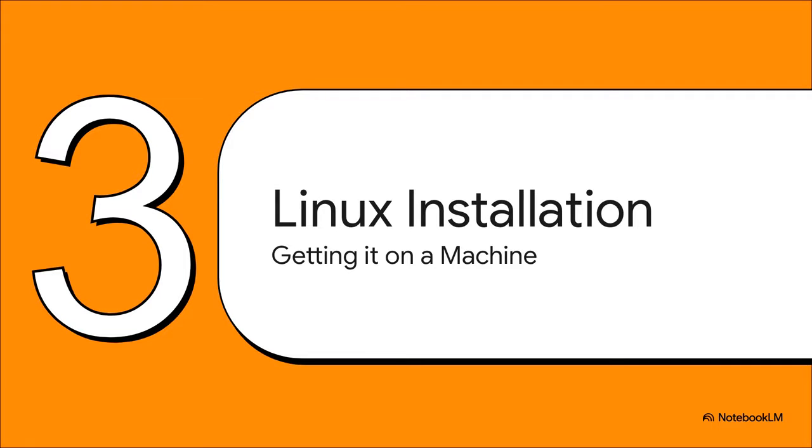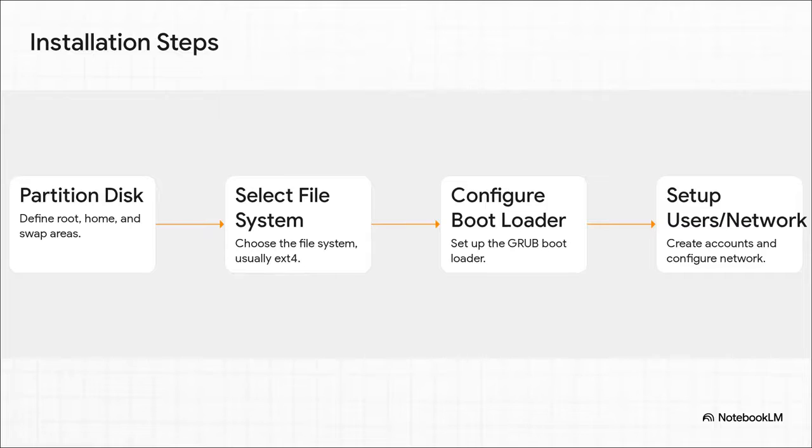Okay, enough theory, let's get a little more practical. We know about distros, we know about file systems, so how do you actually put it all together and get Linux onto a machine? Let's walk through the main steps of a typical installation. No matter which distro you're installing, it almost always boils down to these 4 stages.